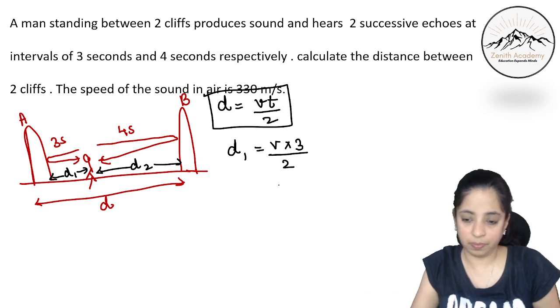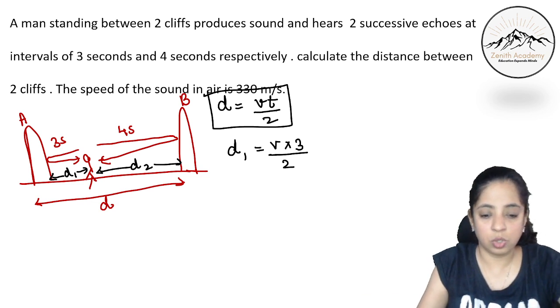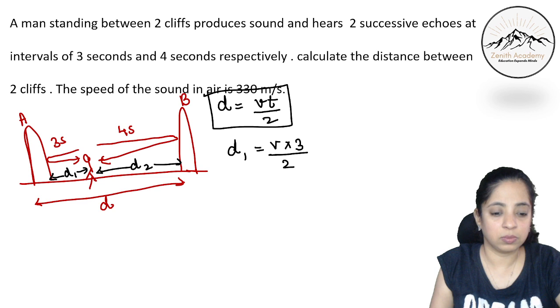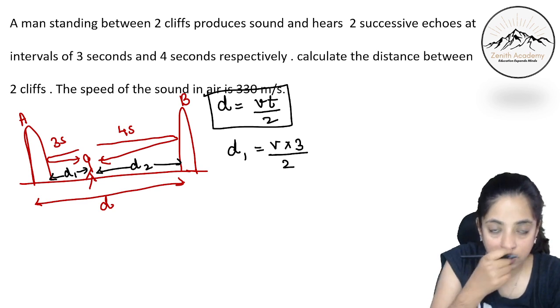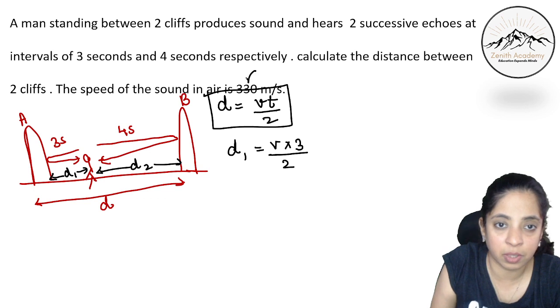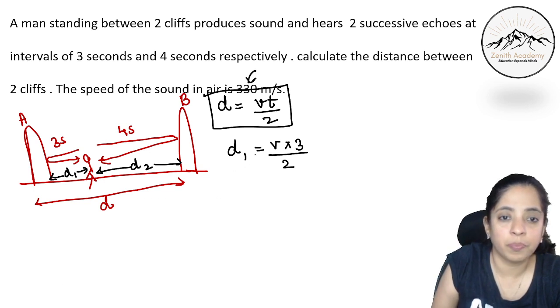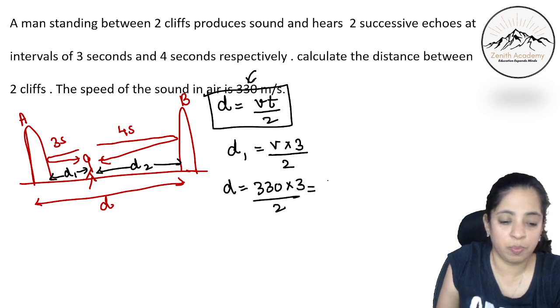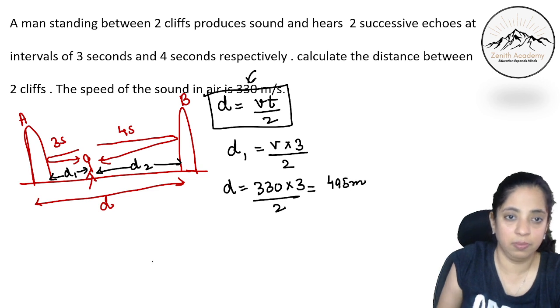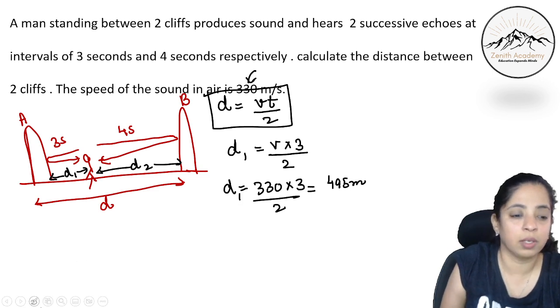Correct? So velocity is given to you. Velocity is given 330 meter per second. So here d1 will be 330 into 3 upon 2. So which will be 495 meters. Right? This is d1.